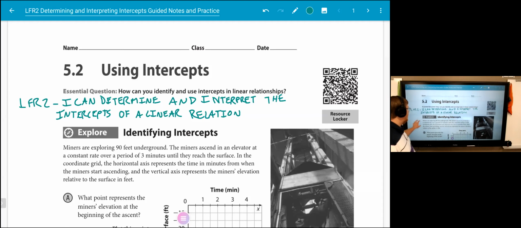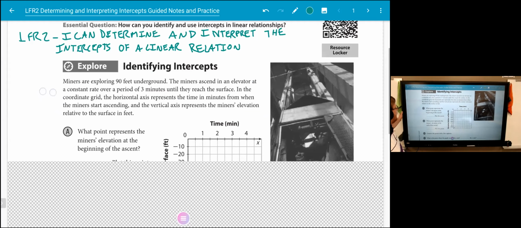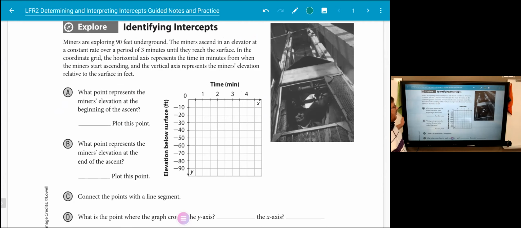So let's take a look at this. It says miners are exploring 90 feet underground. The miners ascend in an elevator at a constant rate over a period of 3 minutes until they have reached the surface. In the coordinate grid, the horizontal axis, remember, horizontal, this way, represents the time in minutes from when the miners start ascending, and the vertical axis represents the miner's elevation relative to the surface in feet. So let's just take a look at all that. There's a lot to think about there, right?